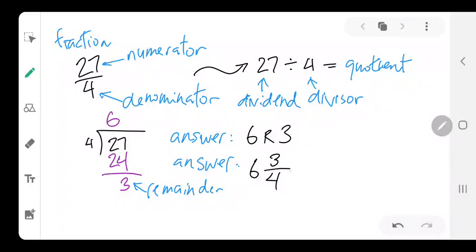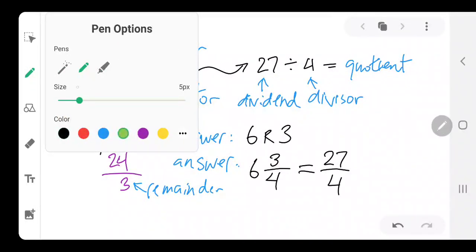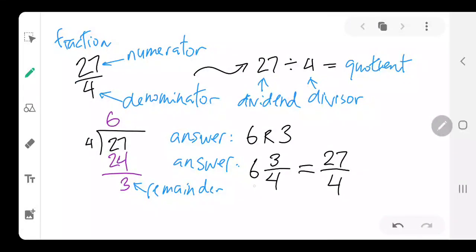Now because both of the answers are the same thing, we're saying that they're equivalent, and we're also saying that the answer is equal to the original fraction problem that we had, and we can check this. And remember how we check this? We check it by multiplying the whole number times the denominator, adding the numerator, and then checking to see if that is equal to the original. So 6 times 4 is 24, plus 3 is 27. So we got the correct answer.